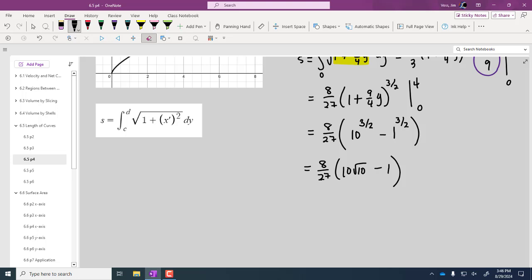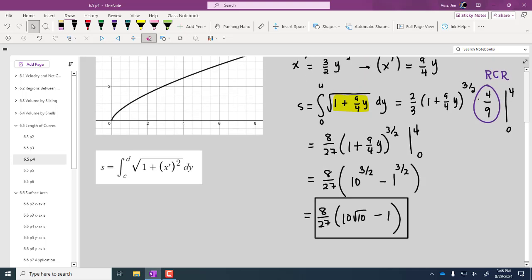Austin? Okay, for the highlighted step. Is there a reason why it's 2/3 times 1 plus 9/4 instead of 3/2? So when you do the power rule, you add 1 to the exponent and divide by the new exponent. So if you add 1 to 1/2, you get 3/2. And when you divide by 3/2, you flip it and multiply by 2/3. Make sense? I just didn't see that, my bad. Yeah, so when you divide by a fraction, you multiply by the reciprocal.